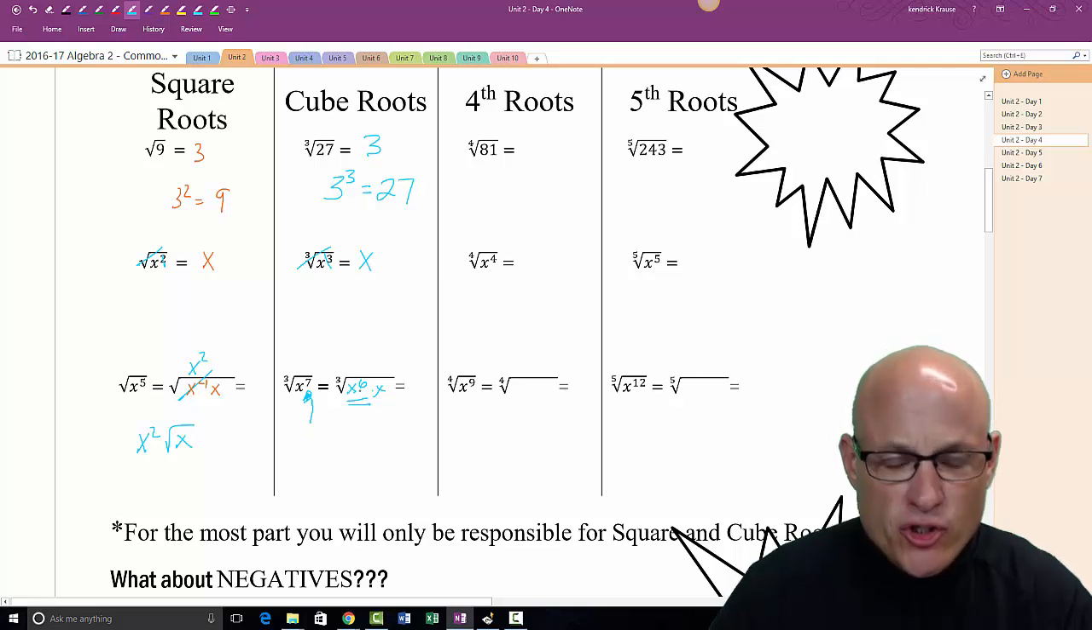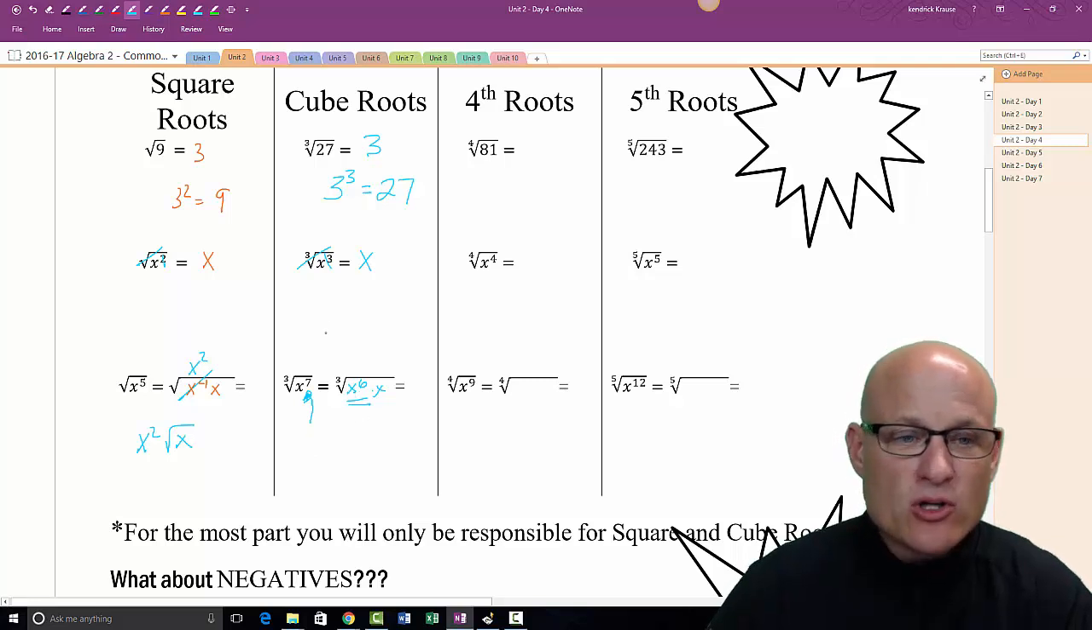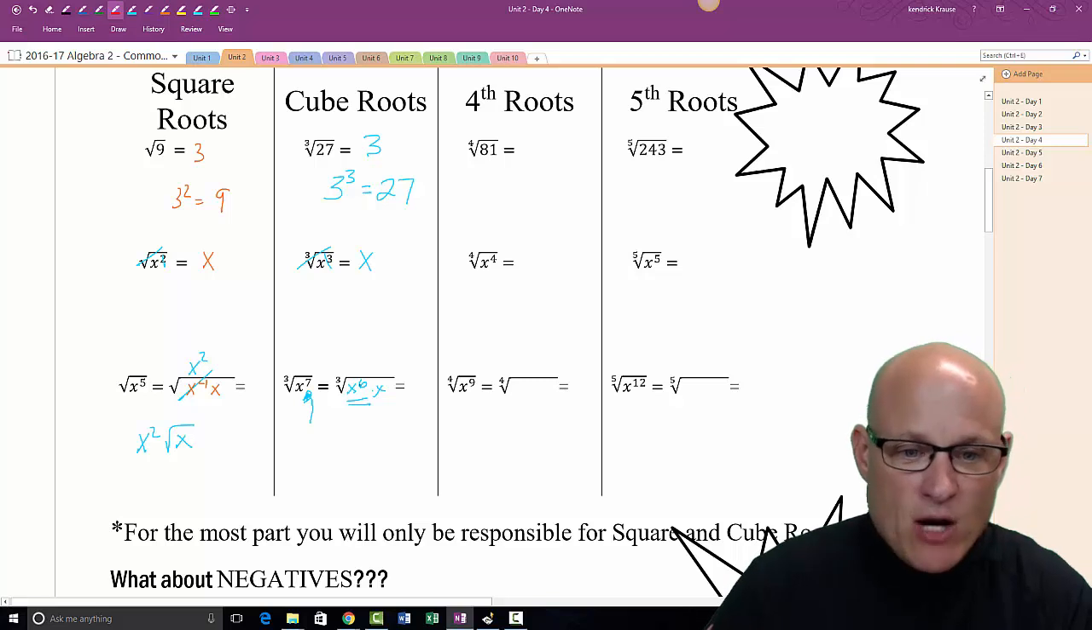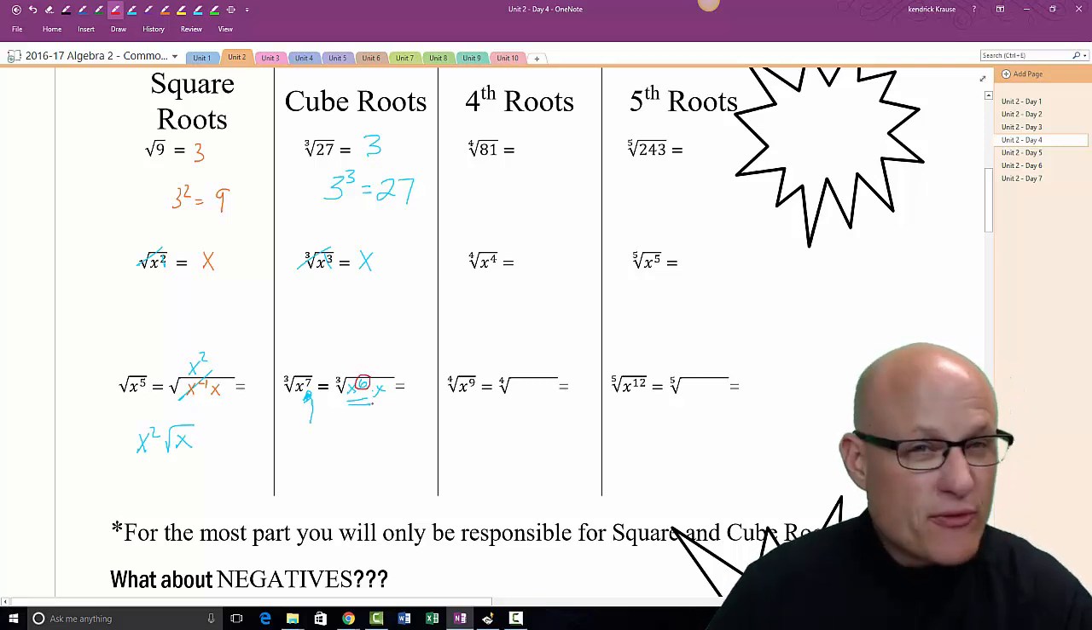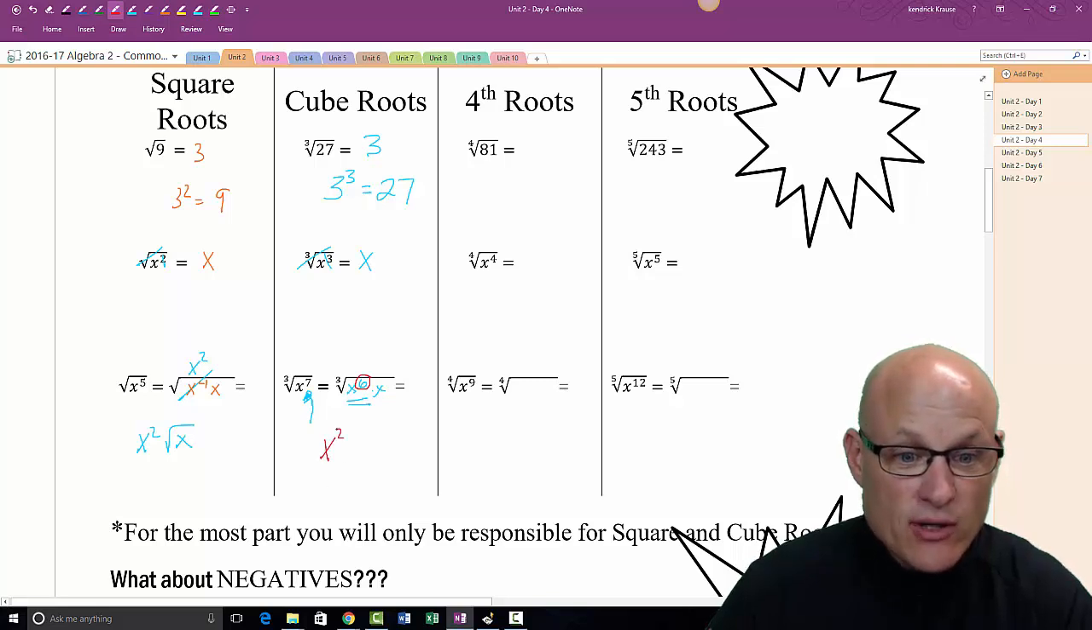So this cube root, now this is where you've got to be tricky. Now we're looking for groups of 3. How many groups of 3 are there in x to the 6th? Well, there are 2 groups of 3, so x squared times the cube root of x. It's almost the same as this.